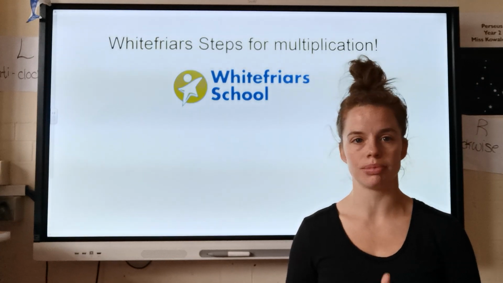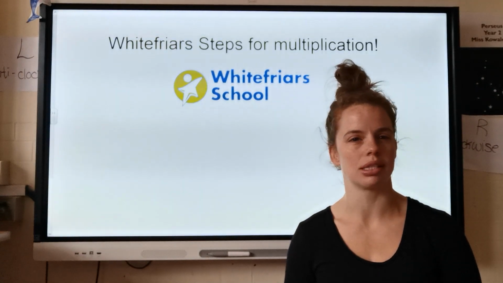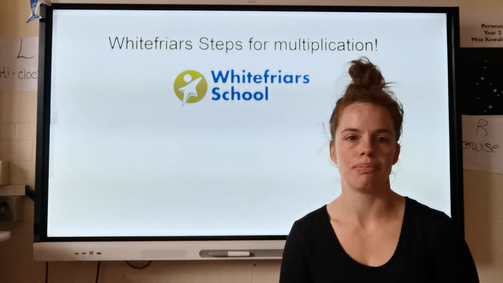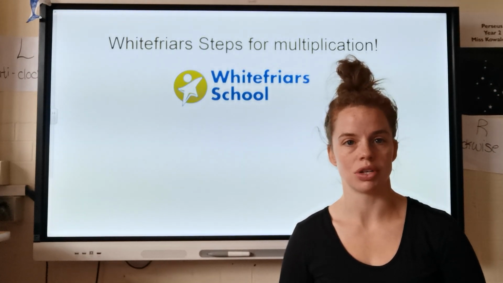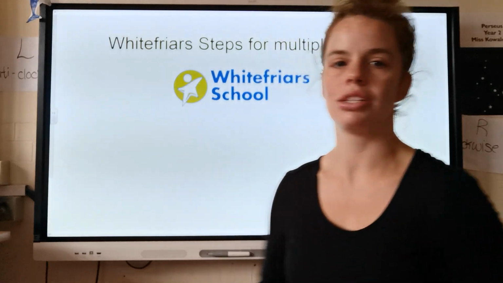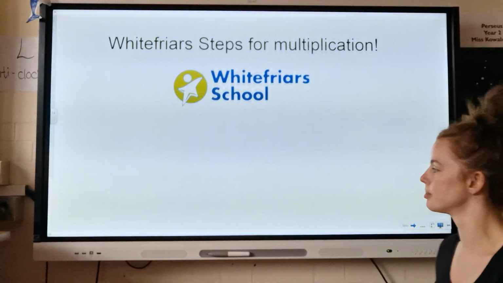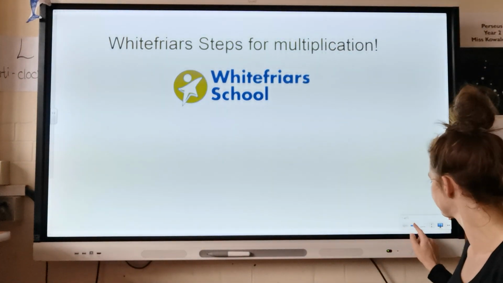There are word problems as well. I'm not going to put that in this one because they just take the strategies and put them onto the word problems. So I'm not going to go over that one, but we're going to go over the first 4 steps. All right, so these are the steps in order to teach multiplication at Whitefriars School.